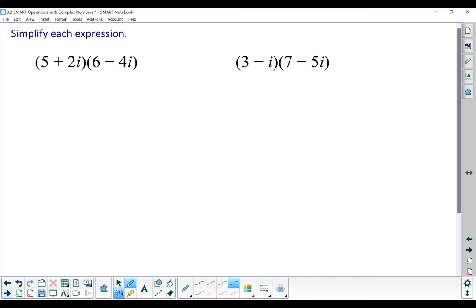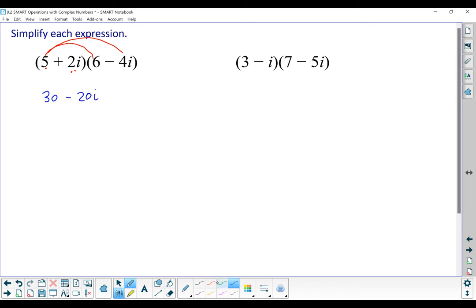Okay, so now it gets a little trickier because we've got two terms multiplied by two terms. So just remember that that means that you need to distribute both the 5 in this expression and the 2i. So we're going to distribute both of those. I'm going to start by distributing the 5. 5 times 6 is 30, and 5 times -4i is -20i.